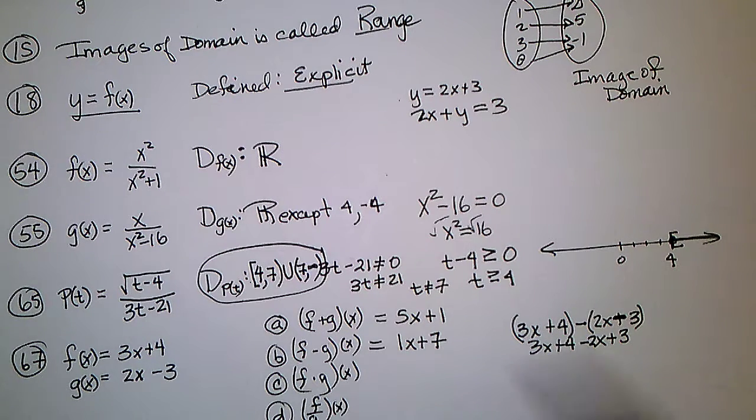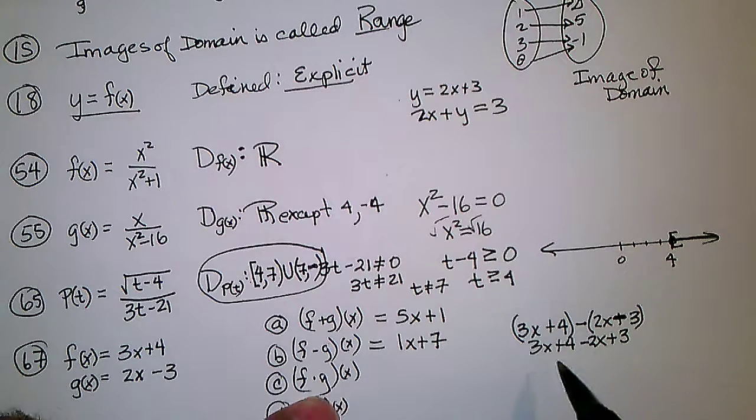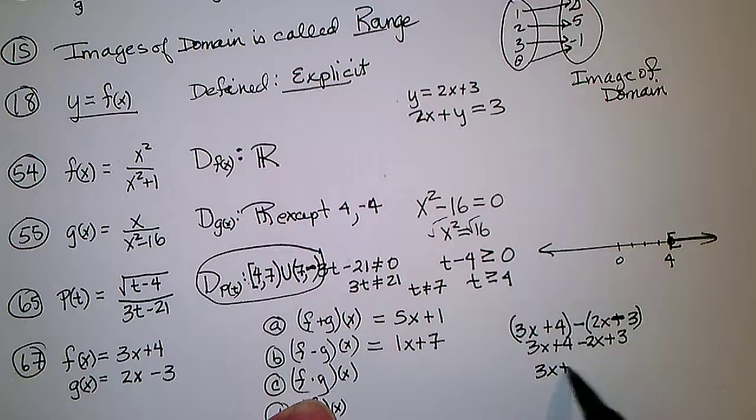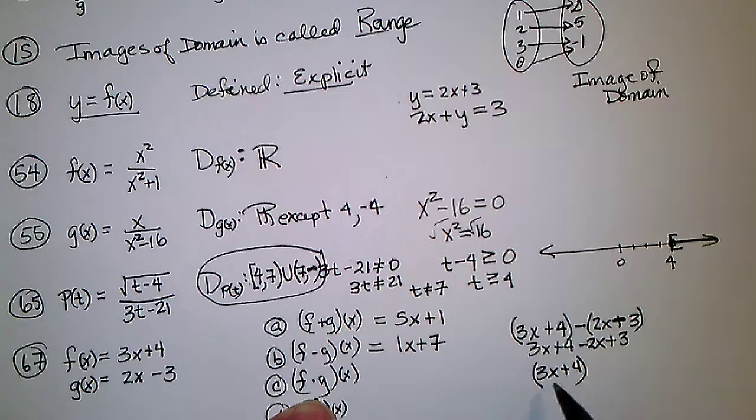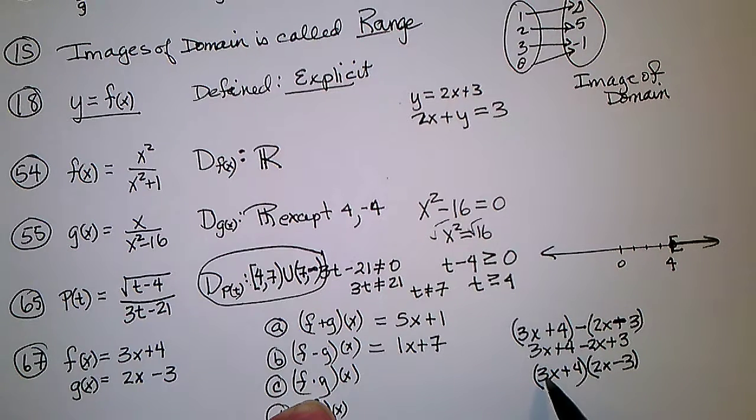Now it says multiply them. And I know students are going to mess that up. 3x plus 4 times 2x minus 3. And they're going to forget the FOIL. 3x times 2x is 6x squared. 3x times minus 3 is minus 9x. 4 times 2x is plus 8x. So that's minus 1x. And then the 4 times the minus 3 is minus 12.